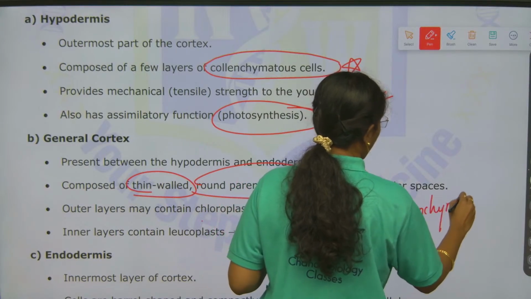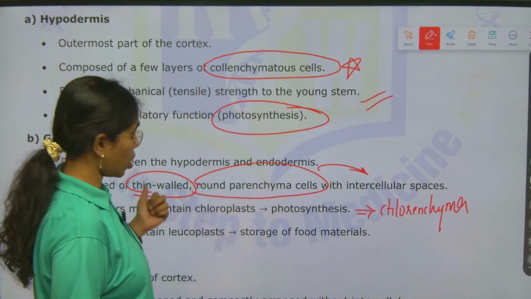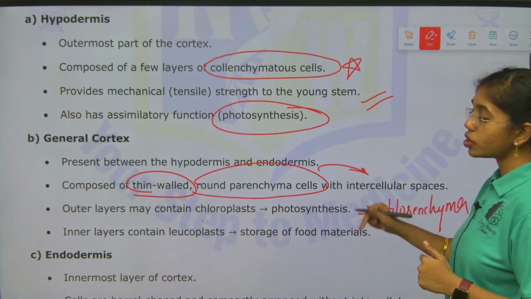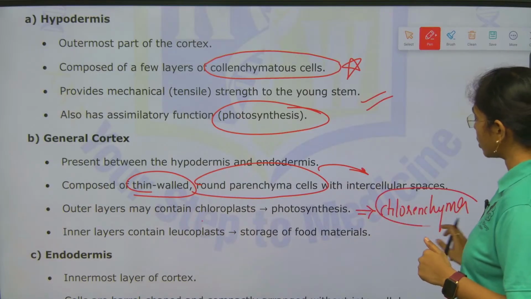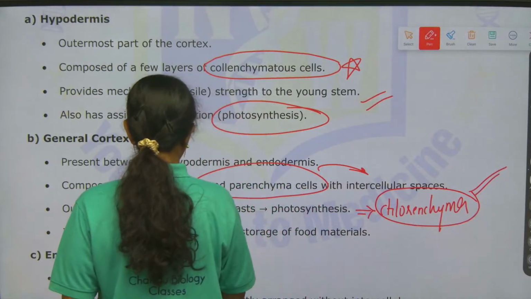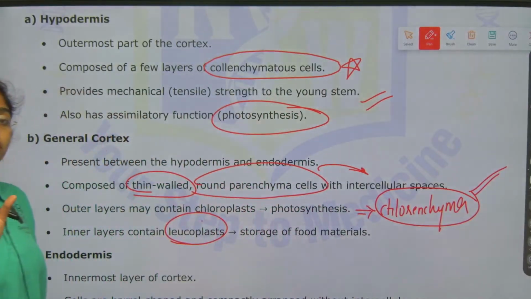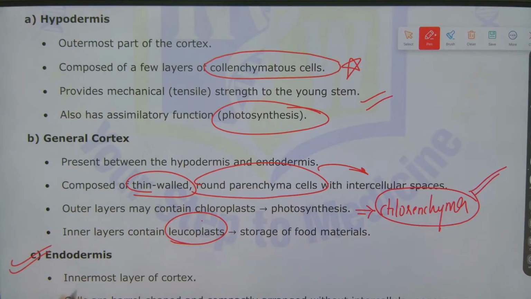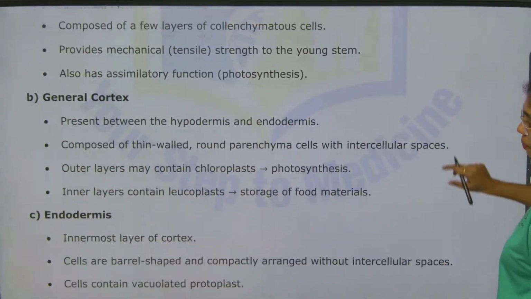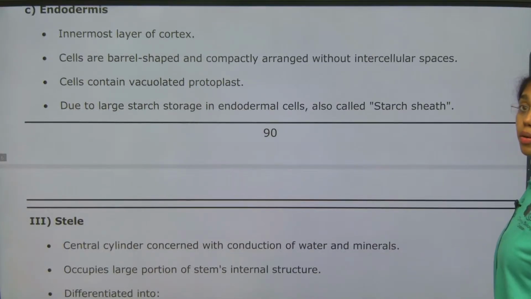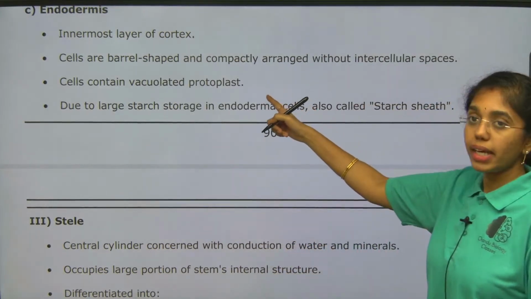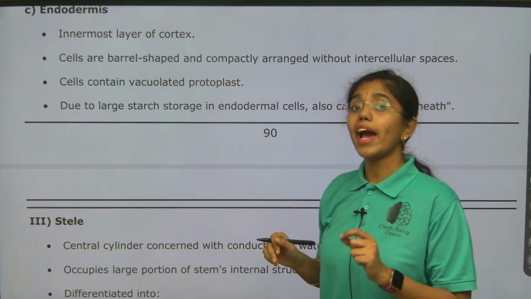Fine, right? So the hypodermis is made up of collenchyma, general cortex is parenchymatous, and the outer region of parenchyma, if it is conducting photosynthesis, we will call it as what? Chlorenchyma. Next, the inner layers contain what? Leucoplast. Leucoplast will store the food material. Next is endodermis. Endodermis is the innermost layer of the cortex. Cells are barrel shaped here, compactly arranged, and contain vacuolated protoplasm.